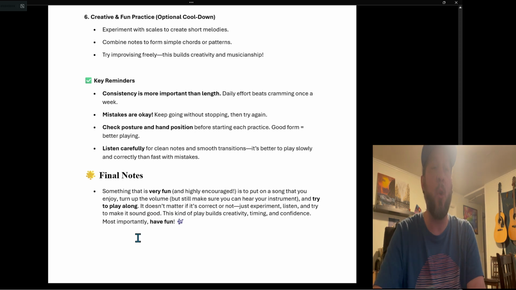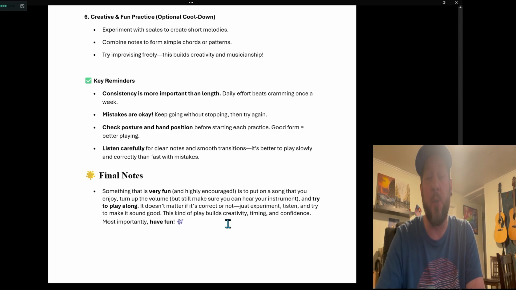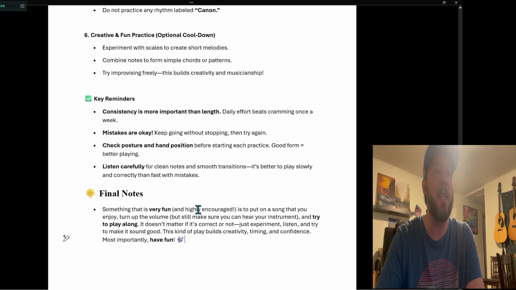All right, so most importantly, of course, hey, we're looking at having fun. We're looking at building creativity, timing, which is our rhythm, and then, of course, confidence with our instruments. All right, so let's go ahead and take a look at our creative and fun practice, though, on guitar as well.